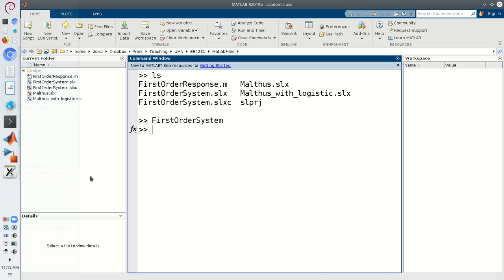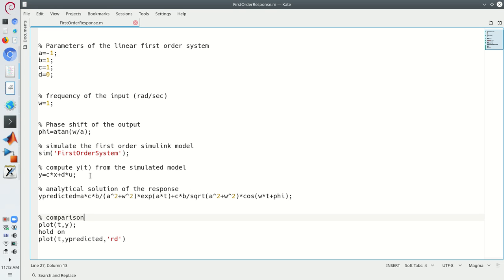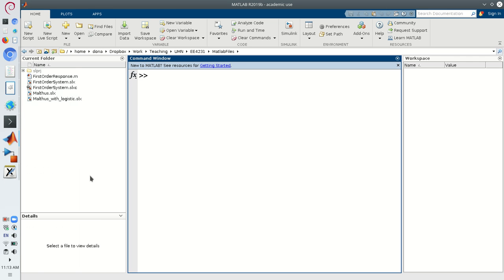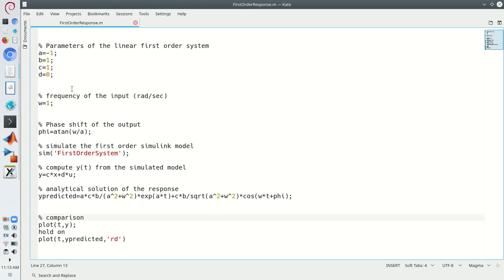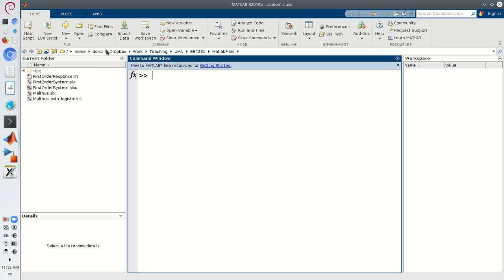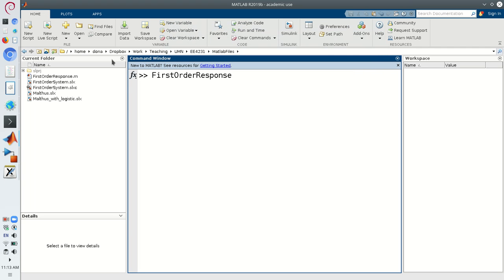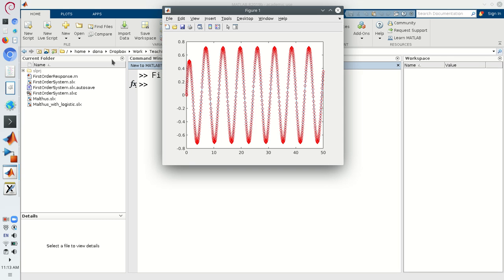Of course, I'll post this script on the class website. The script is called firstResponse.m. So if I run firstResponse, after a few seconds, I hope, if everything is correct, I should get the result here.